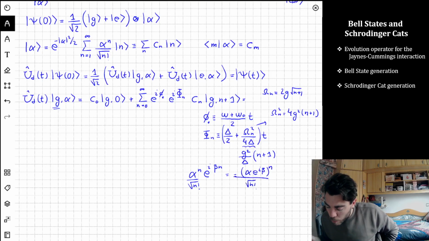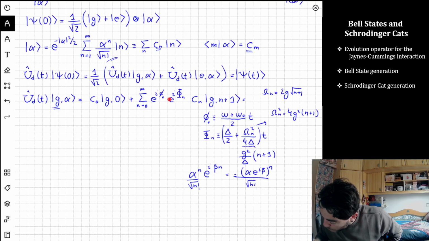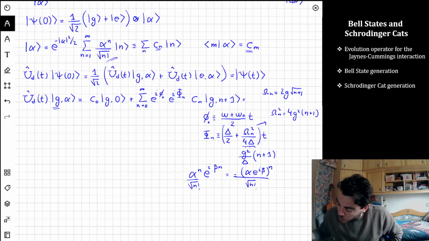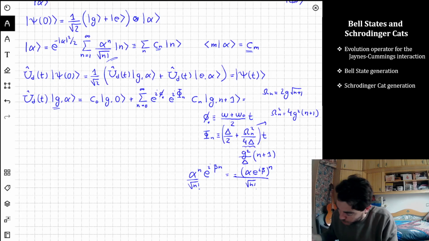Here what I want to say, very hand-wavily, is that these coefficients Cm or Cn are inside this sum. There is an alpha to the n, but since you are multiplying by e to the I n something, you can always write it as a new alpha e to the I something else, this something in particular being g squared over delta, elevated to m. So this means that we can define a new coefficient that is alpha e to the I beta, and we have a new coherent state.